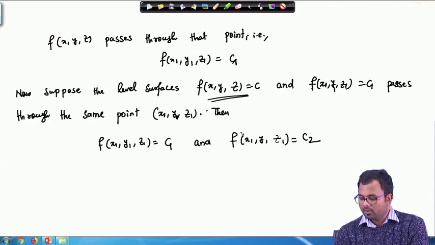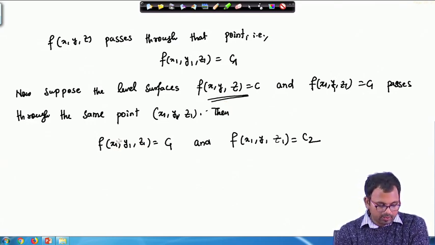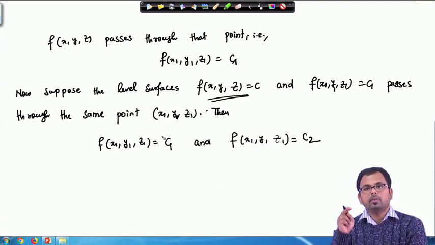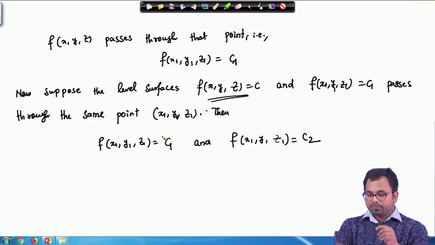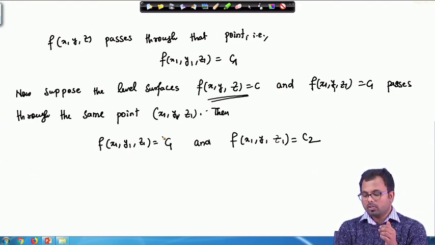And now we see that since f(x, y, z) has a unique value at x1, y1, z1, because the point is same. So, if the point is same and the equation of the level surface, which was f(x, y, z) equals c, is same in a way, that means the value at the point x1, y1, z1 must also be same.